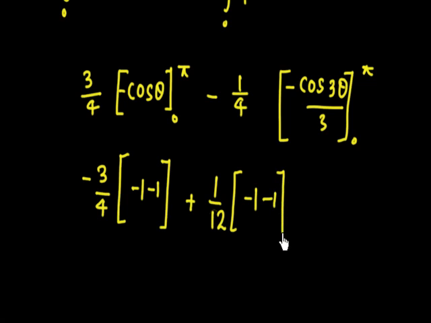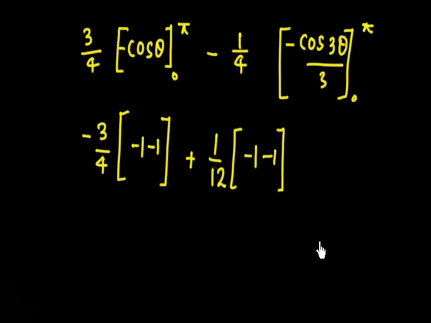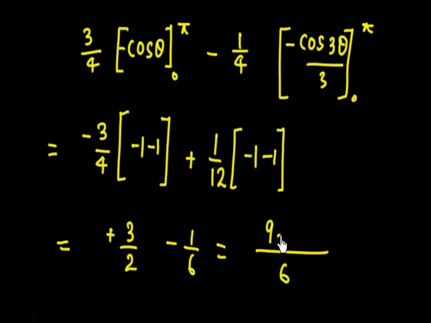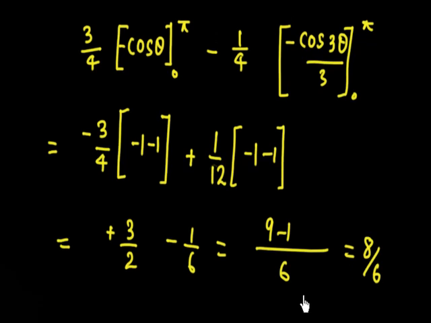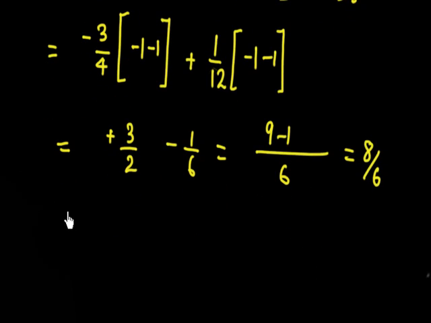Are you getting or not? So cos 0 is minus 1. So what is this value? Slightly difficult, so let me check. This is 2, and minus minus is plus, so this is 3 by 2. And what about this? This is minus, this is 2, so this is minus 1 by 6. Now if I take LCM 6, 2 into 3, so 9 minus 1, so this is 8 by 6. That's a difficult integration. I had never thought it would be so interesting. So this is 4 by 3.